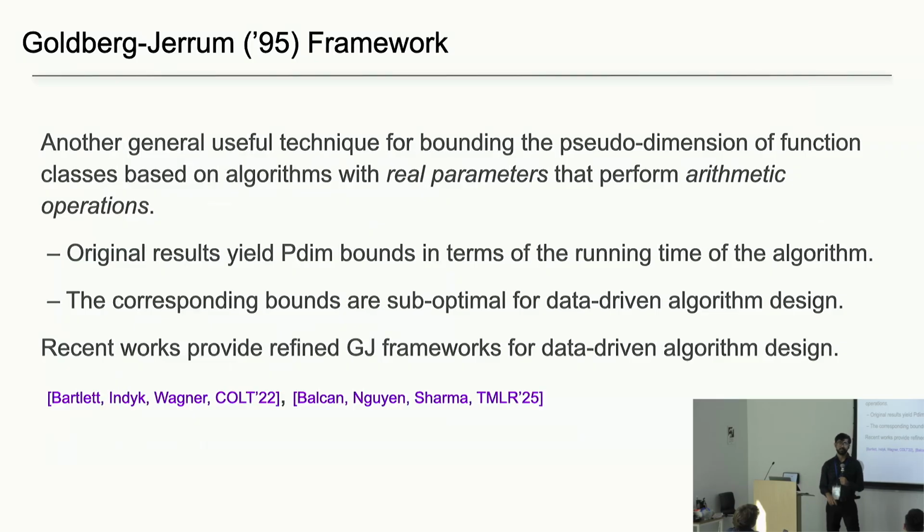It's almost 30 years old. There was this nice tool for giving bounds on pseudo dimensions, which was recently revisited in the context of data-driven algorithm design. The idea is that if you have an algorithm which performs certain kinds of operations, like addition, multiplication, subtraction, division, and so on, taking in some hyperparameters, you can give pseudo dimension bounds in terms of the running time of the algorithm. That's a nice result from the 90s. Including some other groups and our group, we have more refined GJ frameworks, which I will now describe.